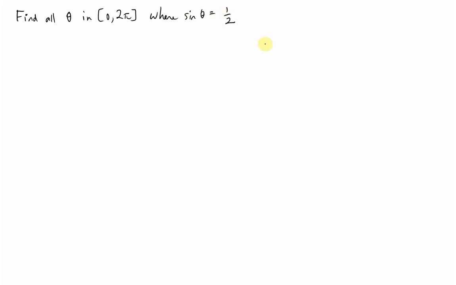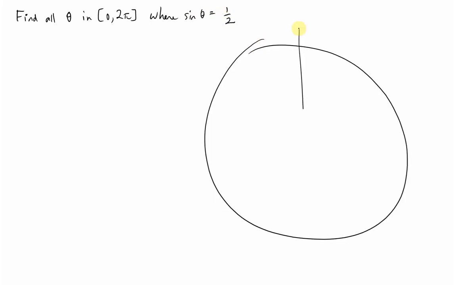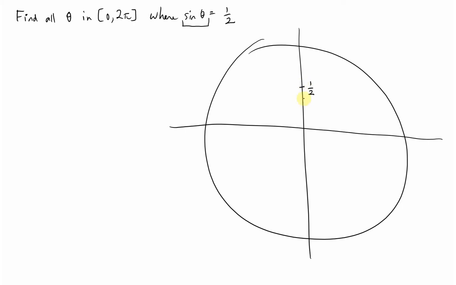There are several ways to do this, and perhaps the easiest way is by using the unit circle. But from here, where is sine of theta equal to a half? Well, that's asking, where's the y-coordinate on the unit circle equal to a half? There's a half as the y value on the y-axis, and what points on the unit circle have a y value of a half? Well, there's one right there, and there's one right there. So straight away what we're seeing is that there's going to be two solutions.